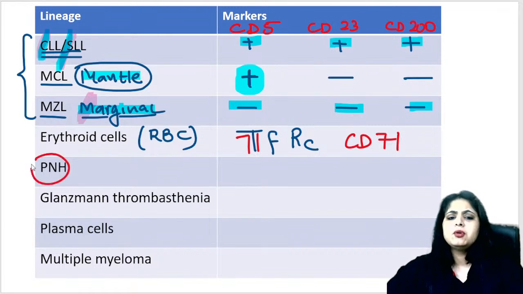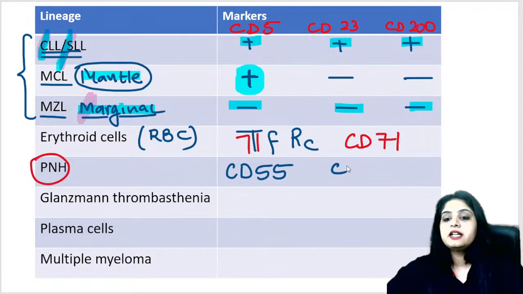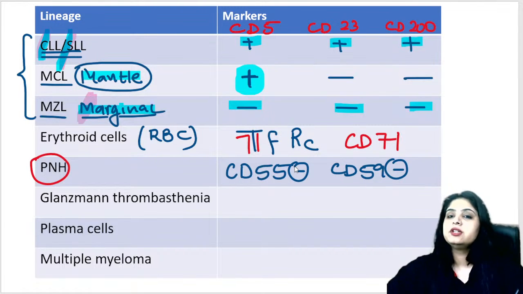Sorted. PNH, come on, this you know, baby question, quickly tell me, what is PNH? Perfect. There is absence of something. CD55 and CD59, kindergarten question, no problem. CD55 and 59 are negative. So that was done quickly.